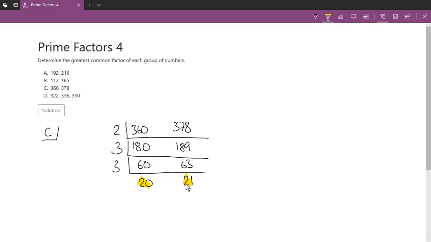Okay, now to get the lowest common multiple, we take all of the numbers here in this L configuration. So it's going to be 2 times 3 squared times 20 times 21, which is 7,560 as the lowest common multiple.